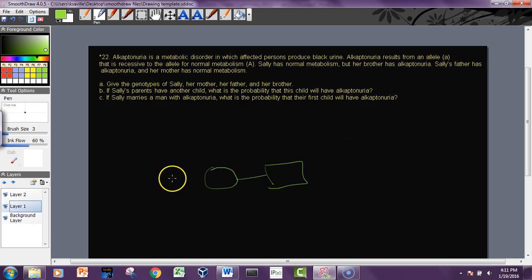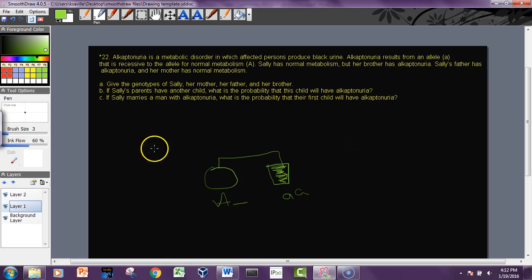She has a brother. But she's not married to her brother. Hold on a second. She has a brother, and he's affected, right? So we know his genotype. And they're brother and sister. We don't know her genotype. We know she has a big A, but we don't know if she has alkaptonuria or not.